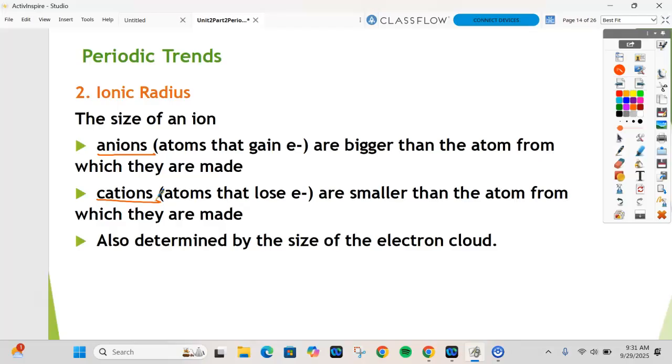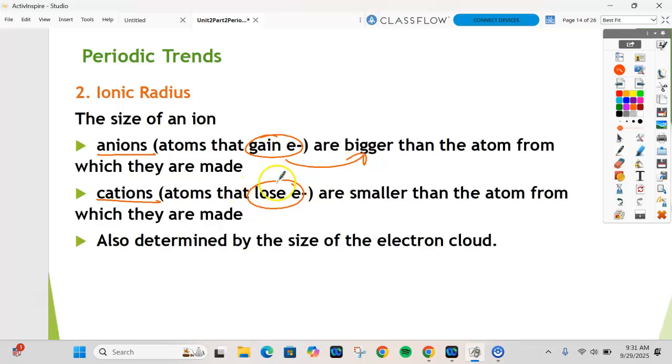Anions are going to be bigger than the atom from which they are made. That should make sense because they gain electrons, and that's going to make them bigger. When they add electrons, there's more electron repulsion. That's going to cause the cloud to spread out.